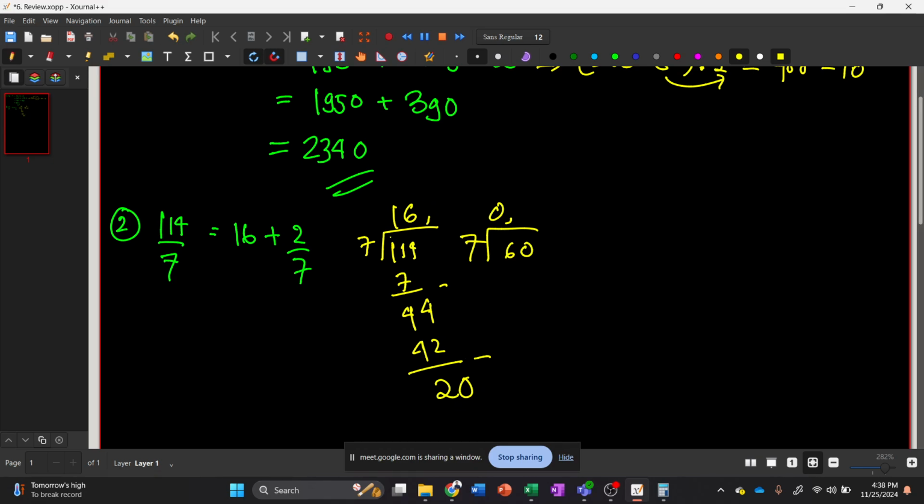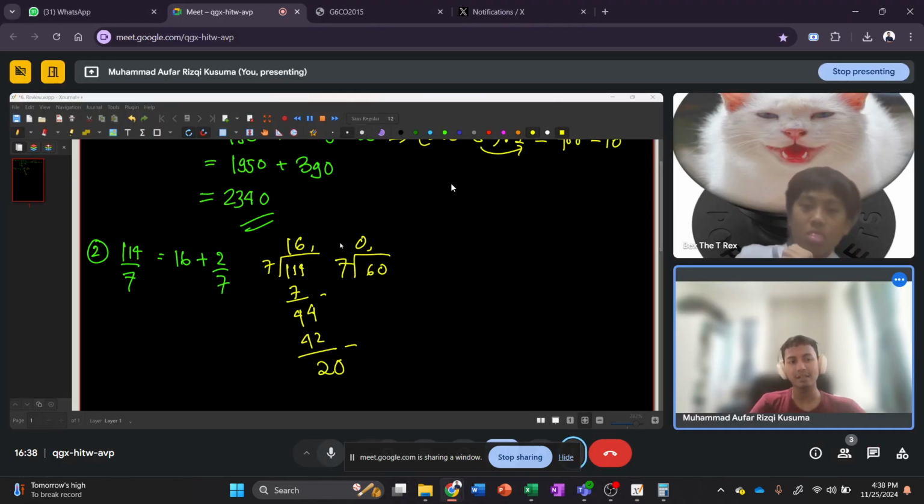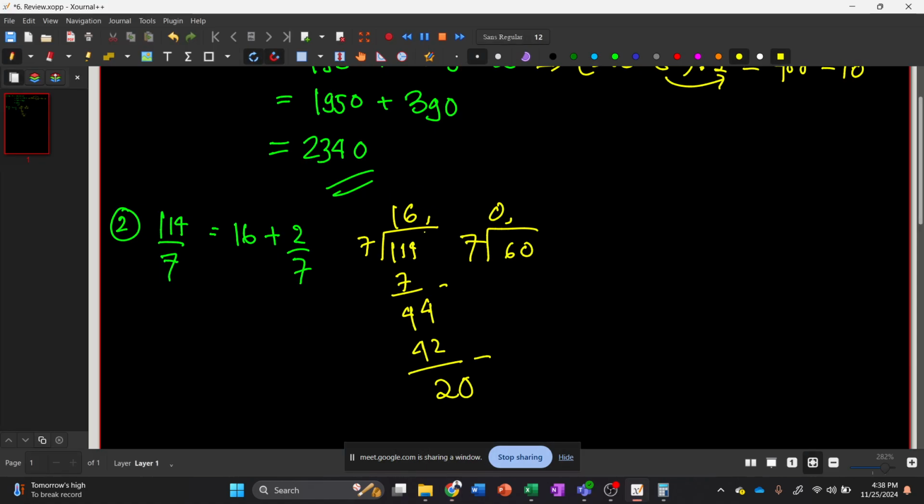So the nearest multiple of 7 that is below 20 will be 7.